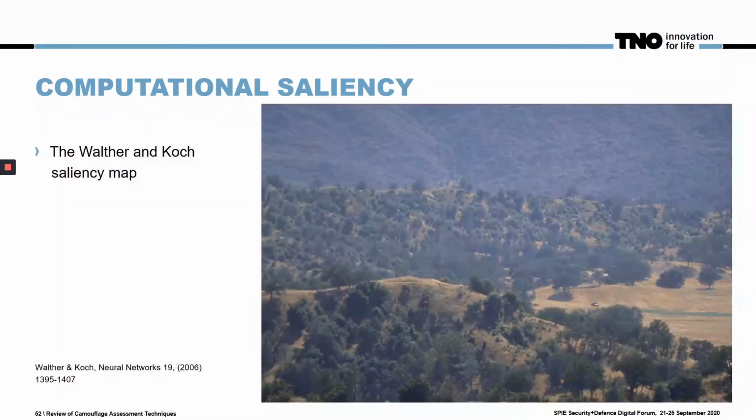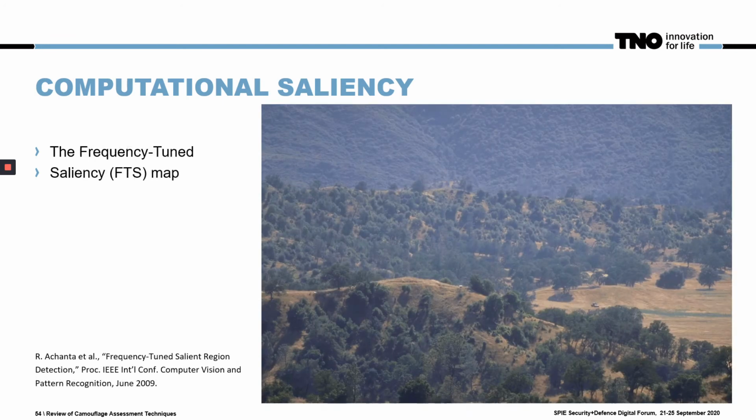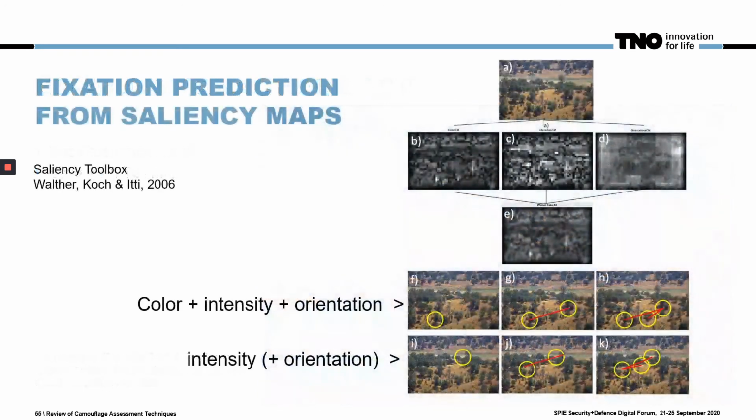This slide shows a search scene with its associated saliency map as computed with the Walter and Koch model. And this one with Manca's global rarity map, while this one was computed with Achanta's frequency-tuned saliency map. So you see they all differ widely. Saliency models can be used to predict human visual fixation behavior by successively moving the focus of interest between local maxima of the saliency maps.